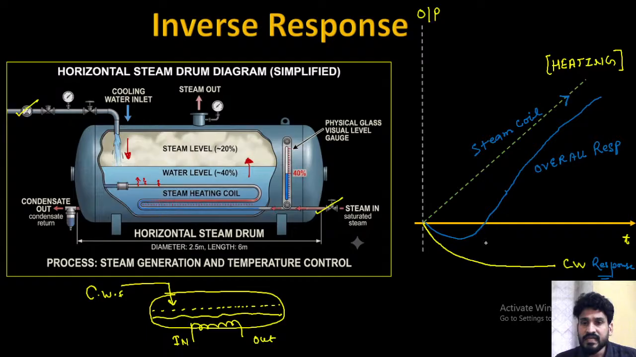So if you see here, I want my steam level to increase, but initially the response is in the opposite direction. Instead of increasing the steam level, it is decreasing. That's why it is called inverse response. But overall it is in the positive direction. I hope this concept is clear to you.